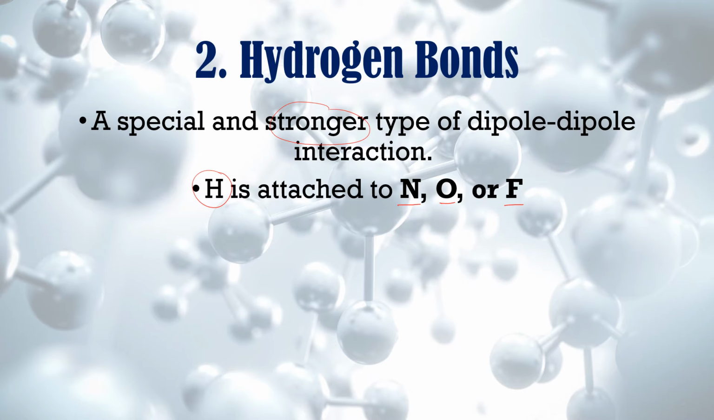The reason is that the strength of the hydrogen bond is due to the small size of hydrogen and the large electronegativity of N, O, and F. Since N, O, and F are much more electronegative than hydrogen, the dipole is stronger, and when the dipole is stronger, the polarity is also stronger, and when the polarity of the bond is stronger, the bond is also stronger. So that makes hydrogen bond stronger than the usual dipole-dipole force.